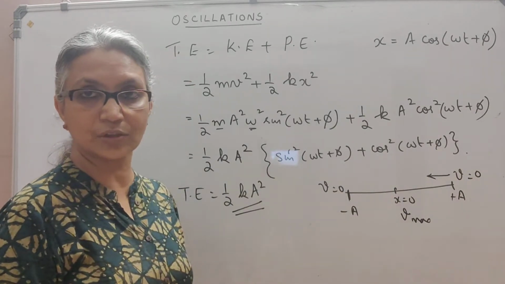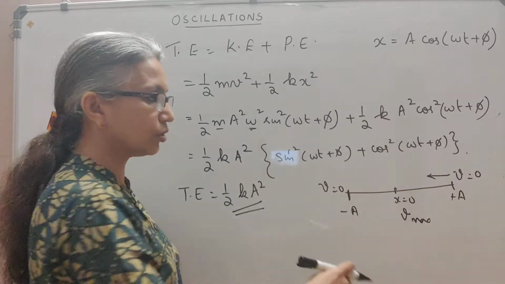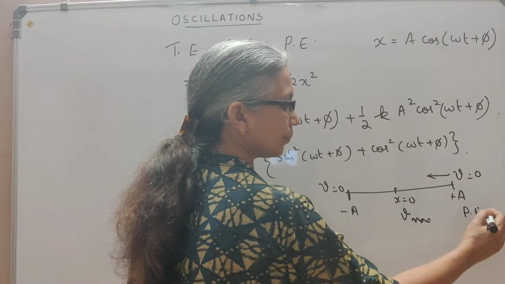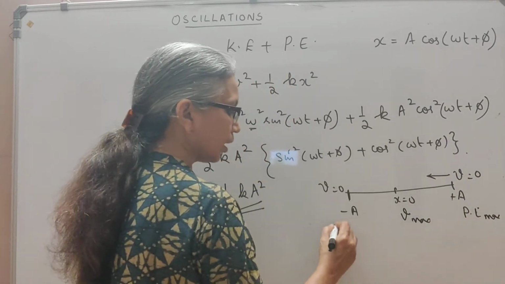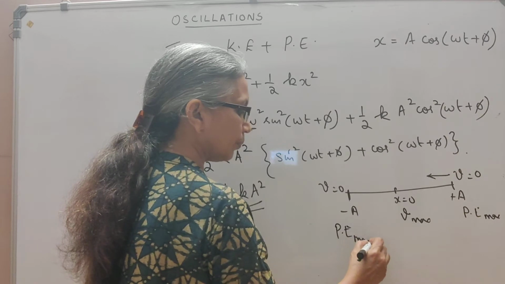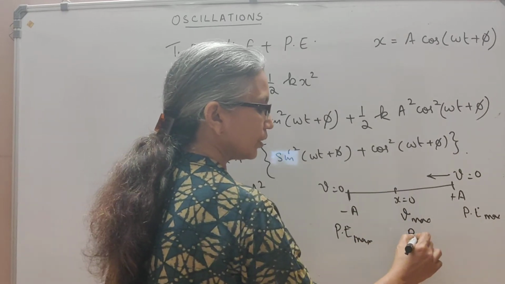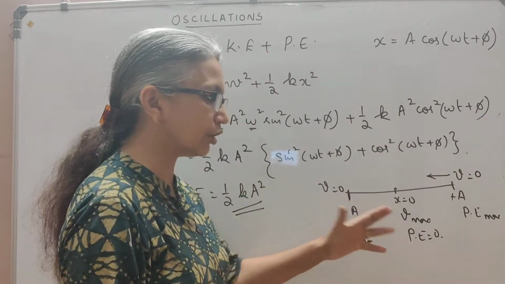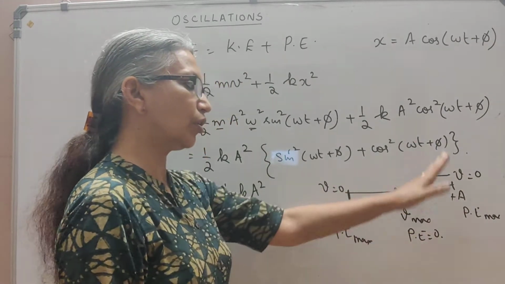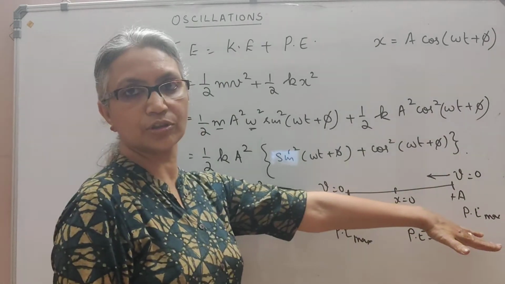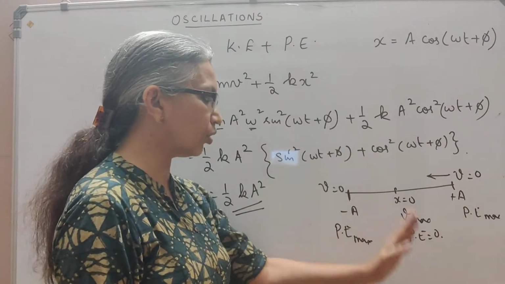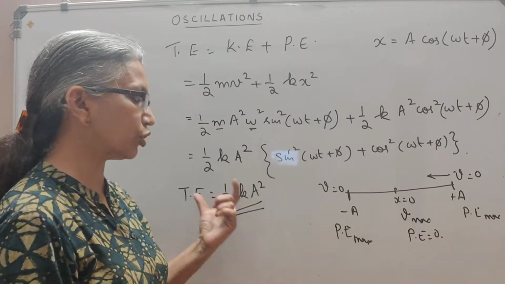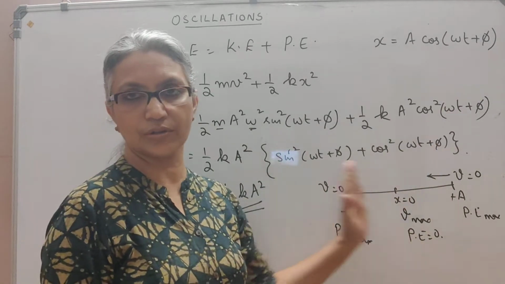Potential energy is half kx square, so it's proportional to x squared. So maximum displacement would mean the potential energy is maximum at the two extremes, and at the mean position the potential energy will be 0, because in half kx square, x is 0. So what I'm trying to tell you is at the extreme positions, all of the kinetic energy has been converted to potential energy. At the mean position, all of the potential energy has been converted to kinetic energy, but the total mechanical energy, total energy will remain a constant throughout the oscillation.